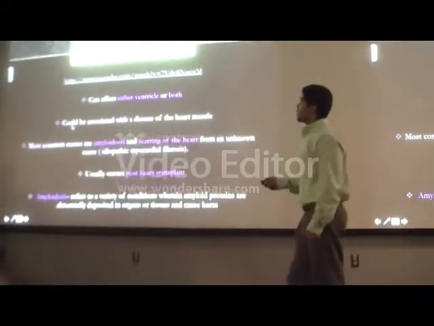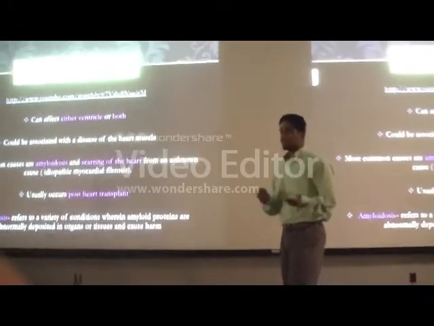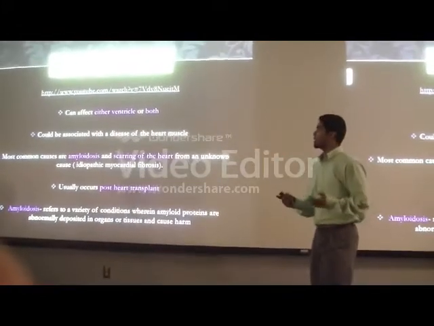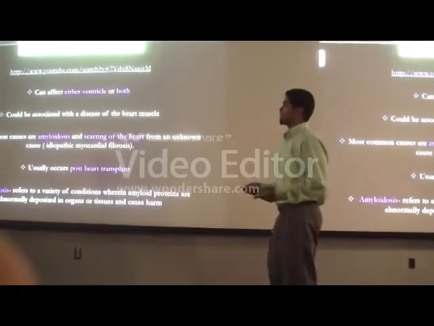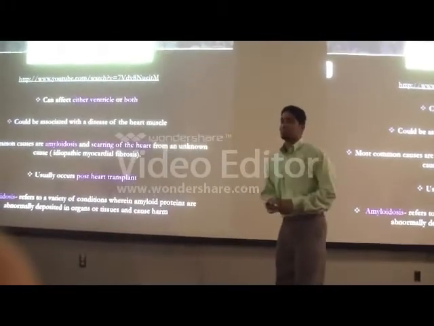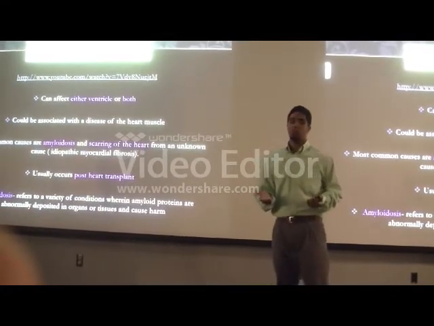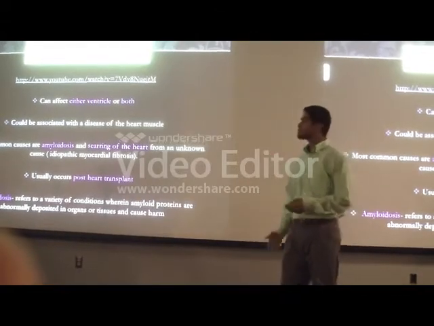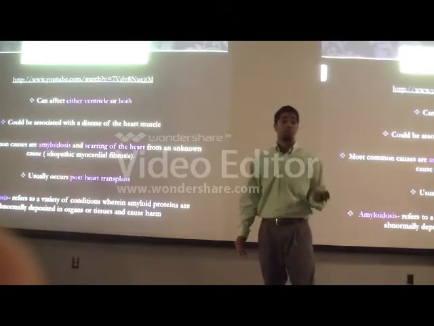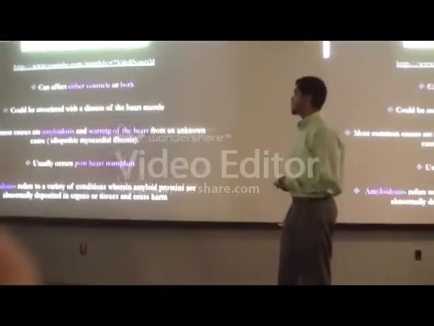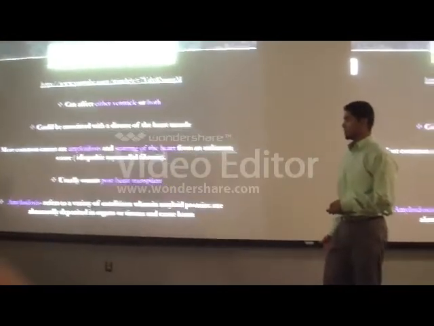Alright, here we go. Causes of restrictive cardiomyopathy. They can affect either ventricle or both of them. Since it's so rare, there's not a variety of ways it can affect you. It can be associated with a different disease of the heart muscle, so it doesn't necessarily have to be your primary disease. It can be a secondary disease. The most common causes of restrictive cardiomyopathy are amyloidosis and scarring of the heart muscle. And it's usually unknown, but this is a pretty good guess here.